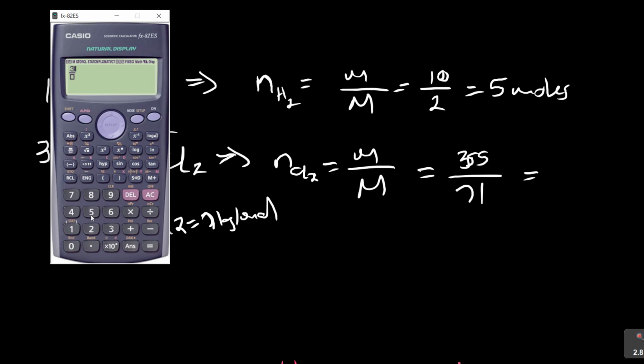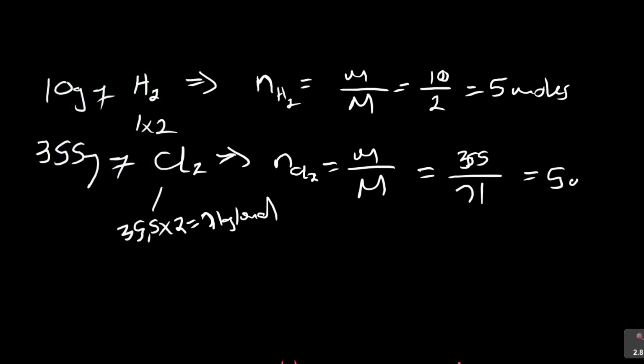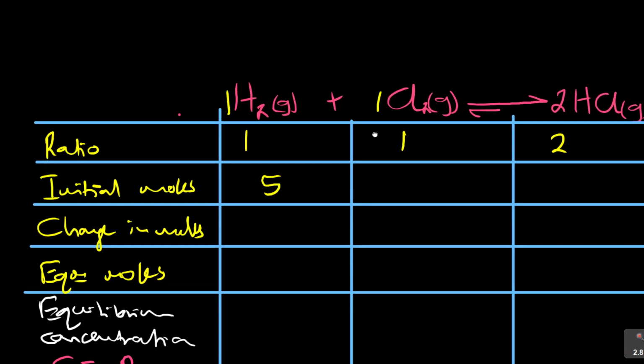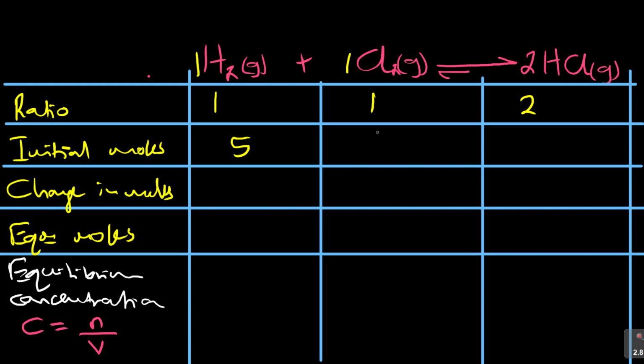And then here, 355 divided by 71. What is it I did wrong? Okay. 355 over 71. It's 5. So again, 5 moles of chlorine. So you come here, okay. It also gives us 5.